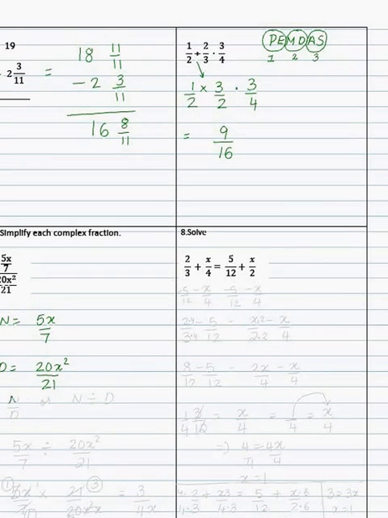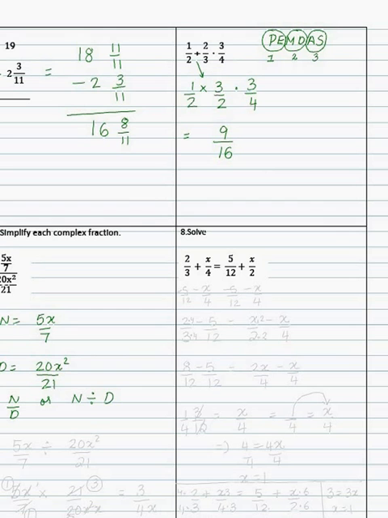Now, this is numerator over denominator. Or, I can say it's numerator divided by denominator. Let me write it in the second way.